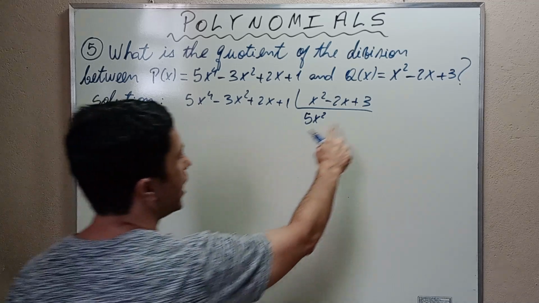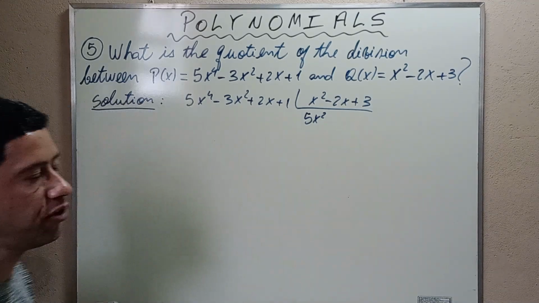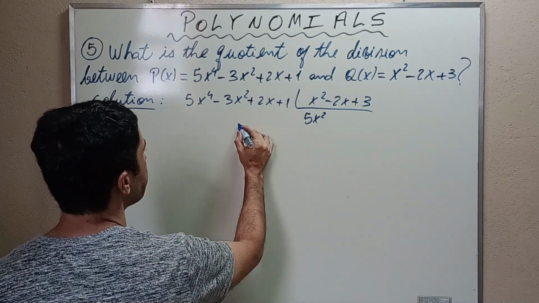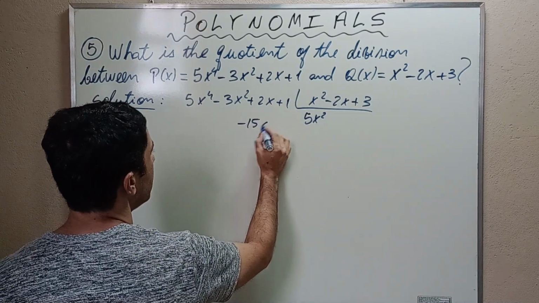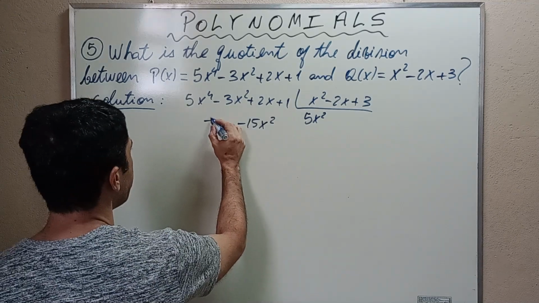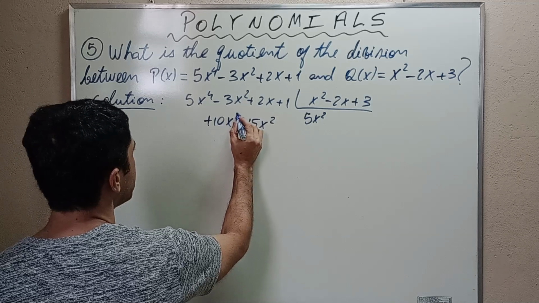5x squared times 3 is 15x squared. Positive, passing to the other side, it becomes negative 15x squared. 5x squared times negative 2x is negative 10x cubed. Passing to the other side, it is positive 10x cubed.